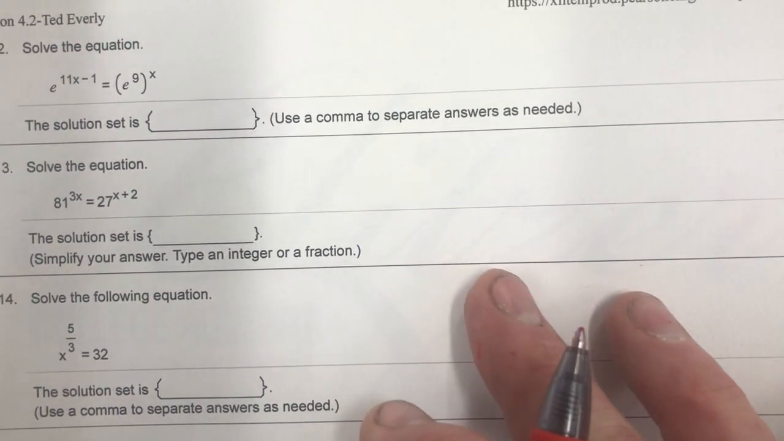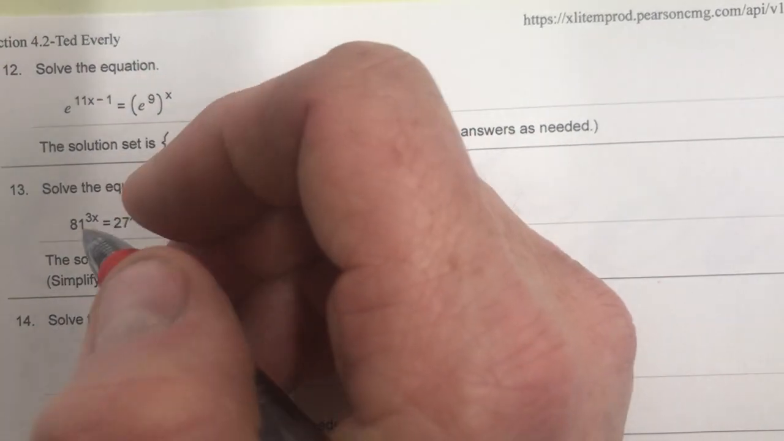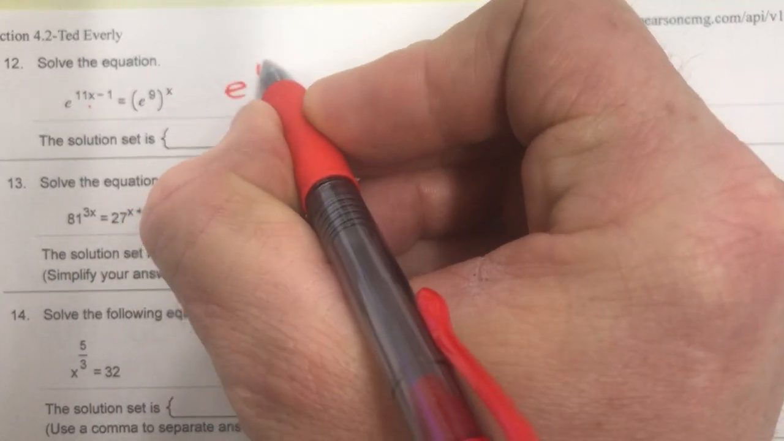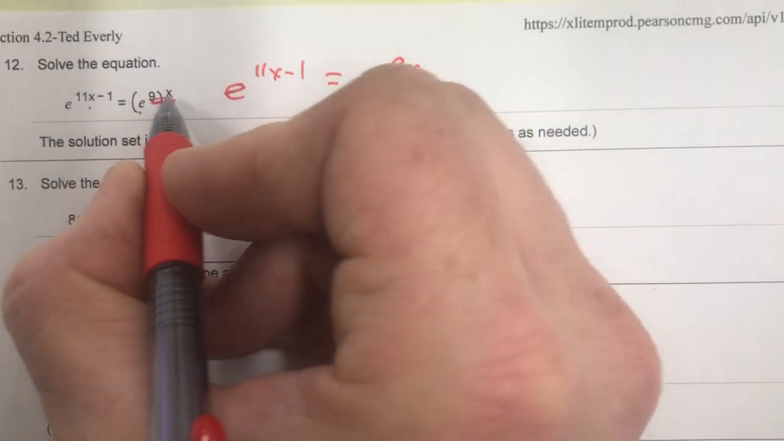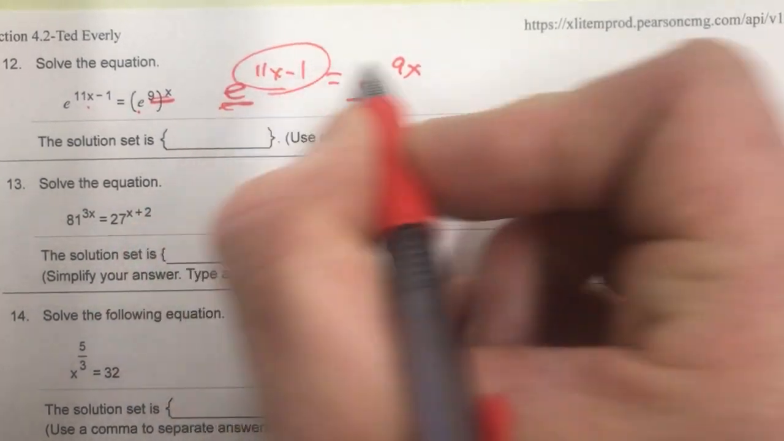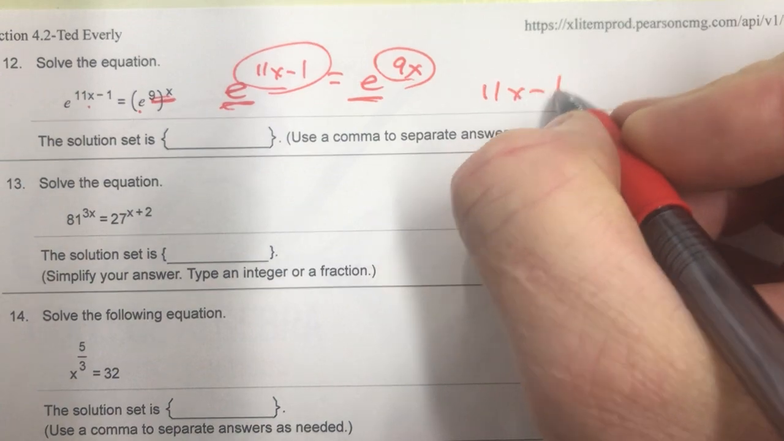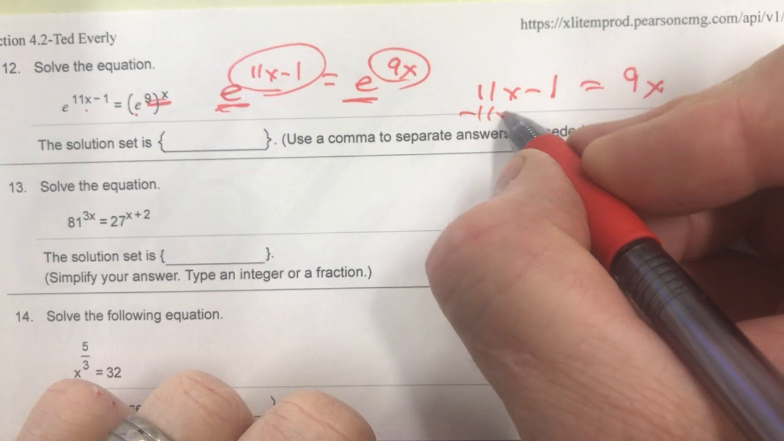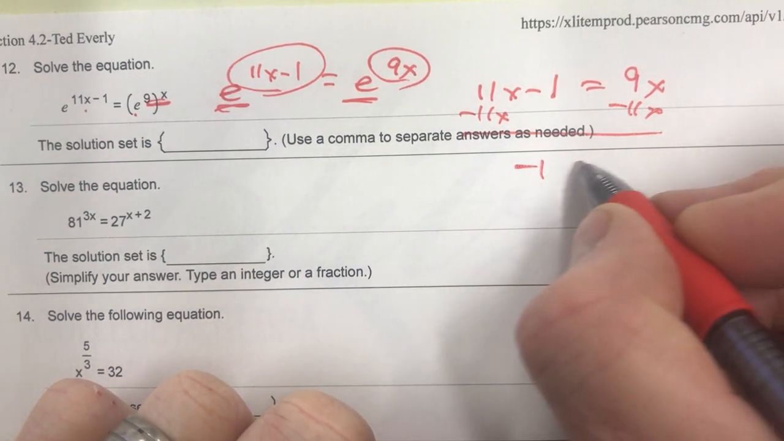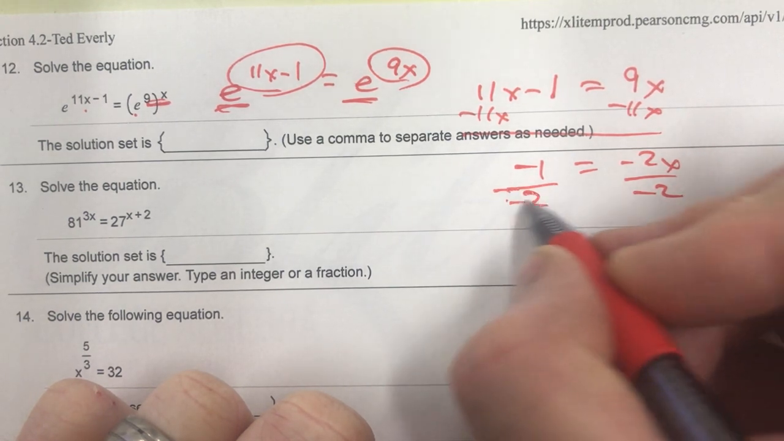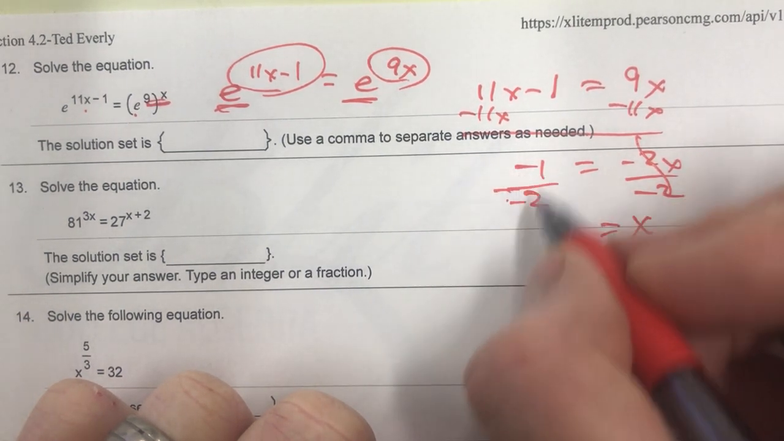Just a few more problems. Here's one here. I've got e to this power equals e to that. So that means e to the 11x minus 1 equals e to the 9x. I'm just doing a power of a power there, so that means 9 times x. Now, since these bases are the same, these exponents have to be the same. So 11x minus 1 equals 9x. I'm going to subtract 11x this time. Negative 1 equals negative 2x, and then divide by negative 2. And that means x equals 1/2.